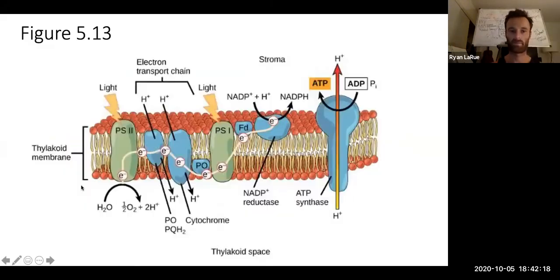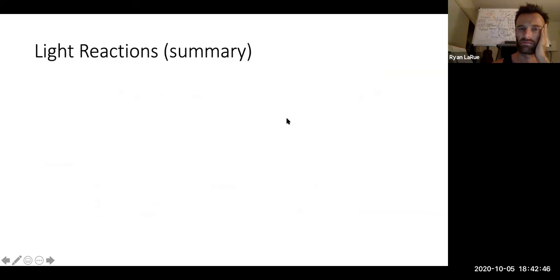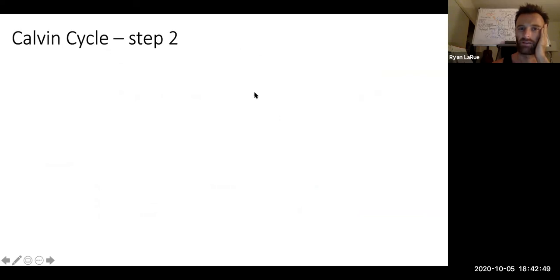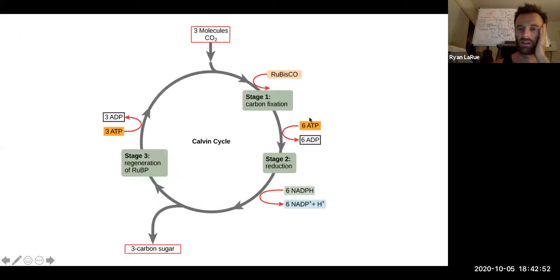Oh, here's a picture from the textbook of this process. We have our photosystems, water donating electrons, NADP+ becoming NADPH, ATP synthase creating ATP, et cetera. Okay, so we don't have time to do all the steps of the Calvin cycle. So I just want to take a look at a picture and emphasize key things.